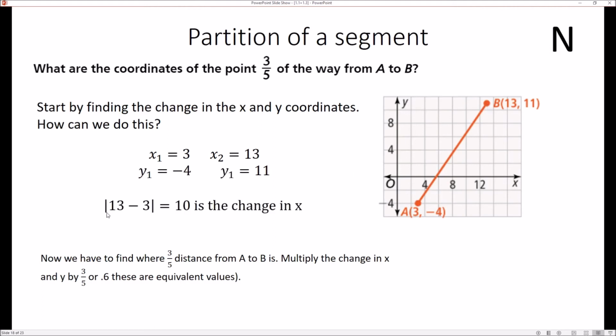So I take the absolute value because that is a length. It moved a length, and I have 13 minus 3. I can also do 3 minus 13 and get -10. Find the absolute value of that, and it's 10.